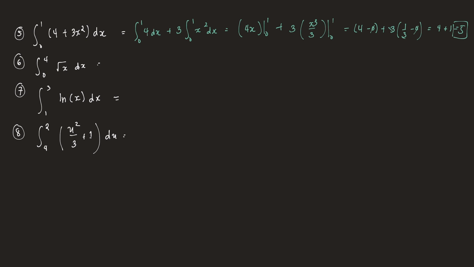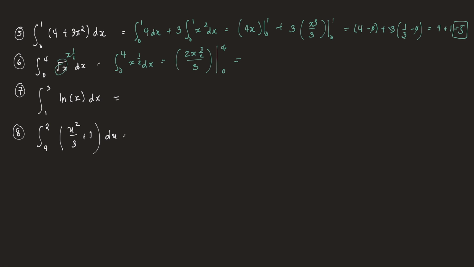For the sixth, let's go here. So again, this one is equal to x raised to 1 half, right? So this is the integral from 0 to 4 of x raised to 1 half dx, or again, that's just equal to 2x raised to 3 over 2 all over 3, from 0 to 4.